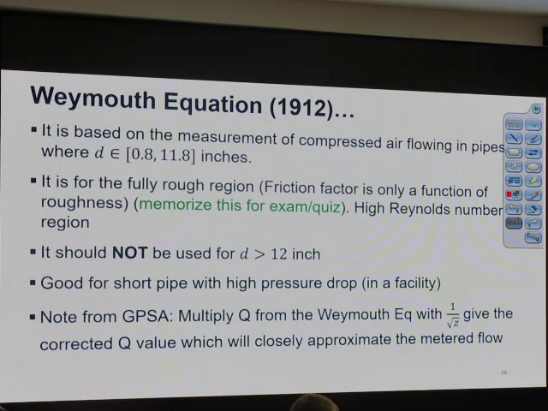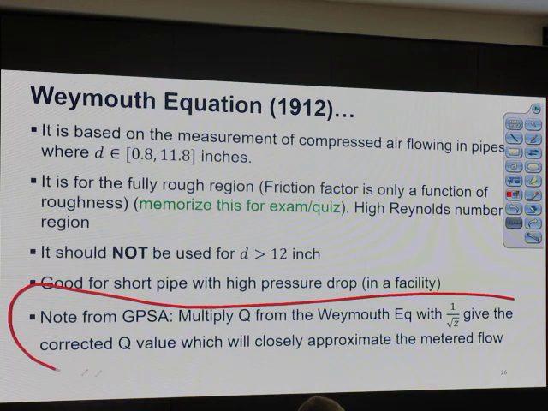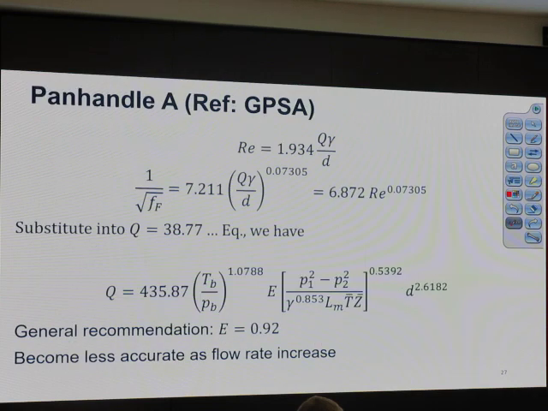It should not be used for diameter more than 12. Good for short pipe, high pressure drop in facility, not cross-country pipeline. That's the Weymouth equation. A note from GPSA: we multiply Q from the Weymouth equation by 1 over square root of Z to give the corrected Q value, which will closely approximate the meter flow. Whenever I tell you to assume this, it's just for your information; in the exam, I don't really test you on that. That's the Weymouth equation.